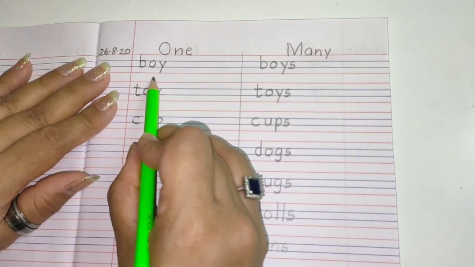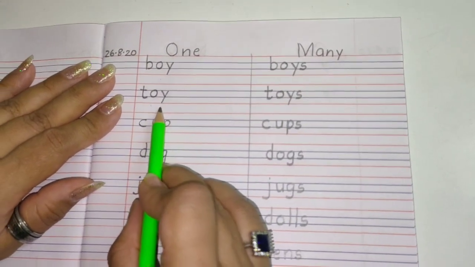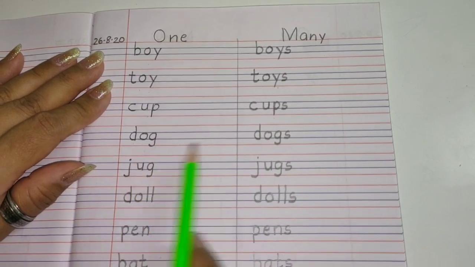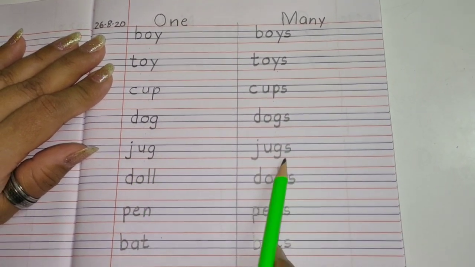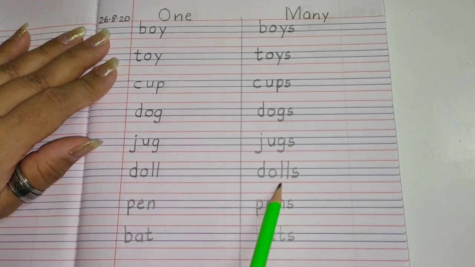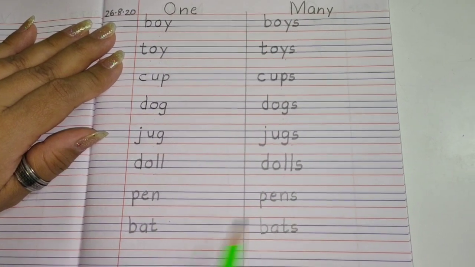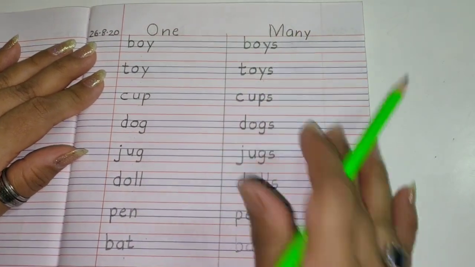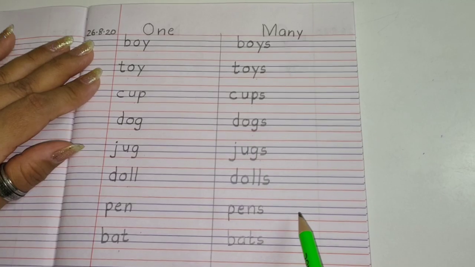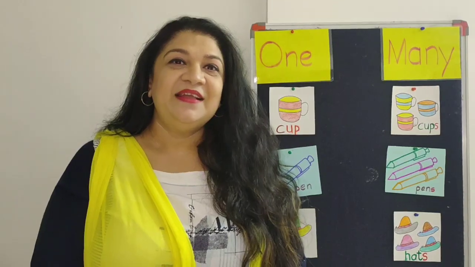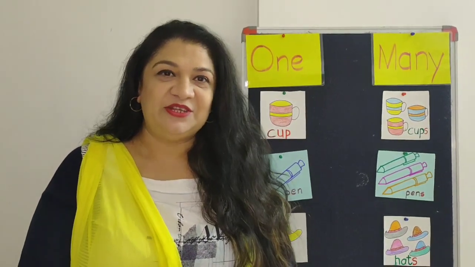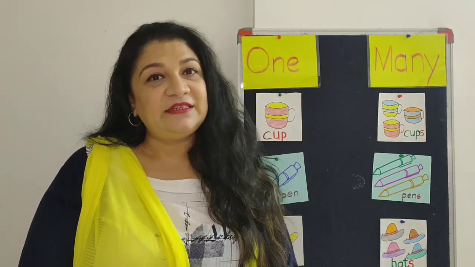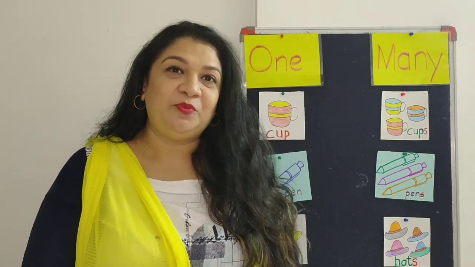Let's read it once more. So we wrote boy, boys. Toy, toys. Cup, cups. Dog, dogs. Jug, jugs. Doll, dolls. Pen, pens. Bat, bats. You also children have to copy and write it neatly in your book as well, the way I have written. So children, I hope you all have understood the concept of one and many. And please write it neatly in your notebooks as well.